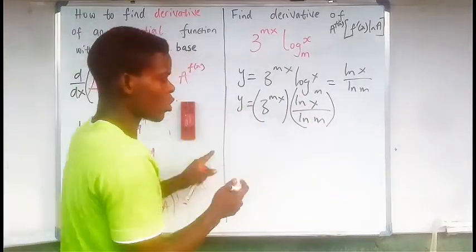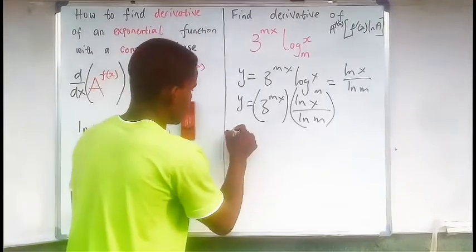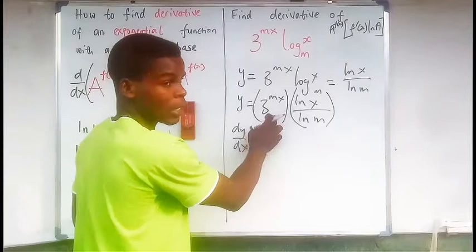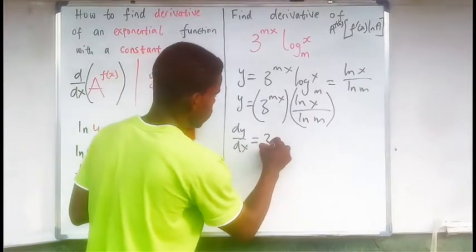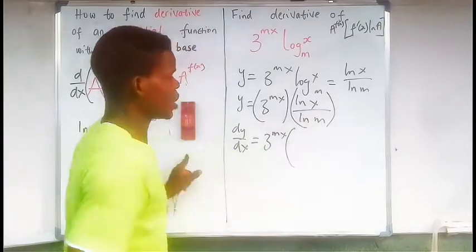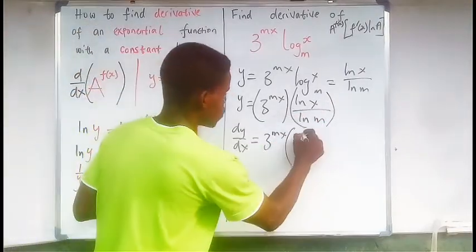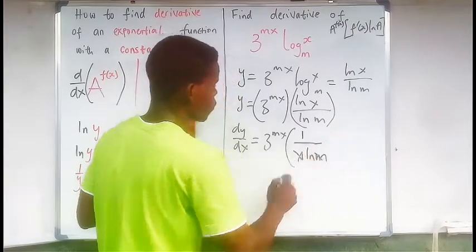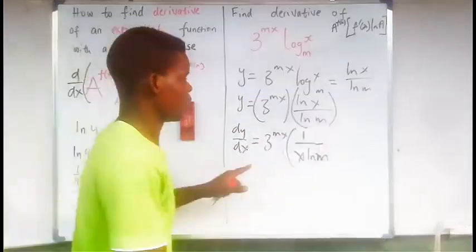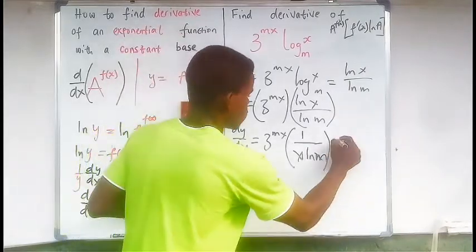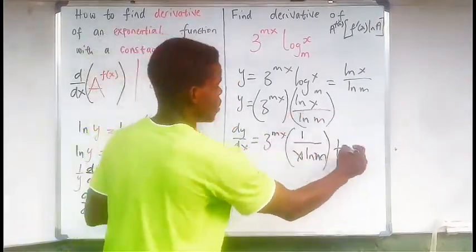So the product rule to differentiate this: dy/dx will now become the derivative of this one here. So that will become 3 to the mx times, differentiating this, the derivative of ln x is just 1 over x, times ln m. So the derivative of ln m is just 0, so we keep it right there. Plus, so we're going to differentiate this and keep this.